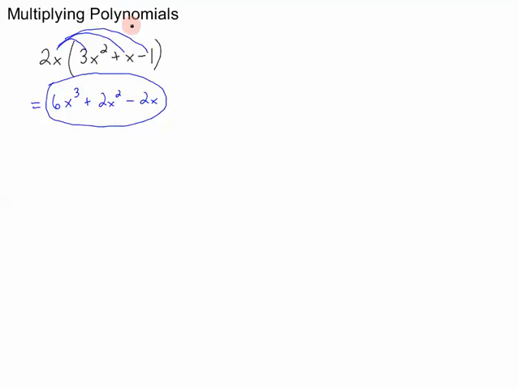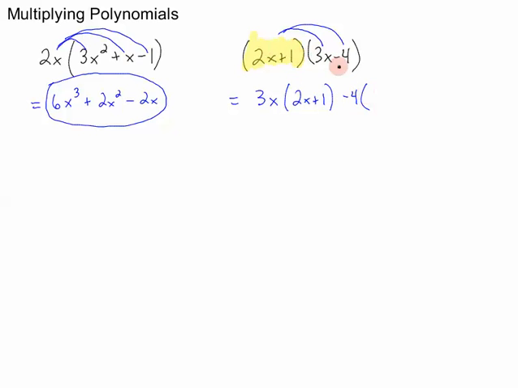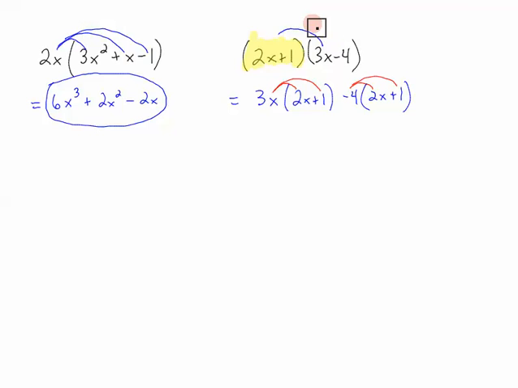Now, a more interesting example is what you get when you take a binomial times maybe a binomial. 2x plus 1 times 3x minus 4. You can apply the exact same principle where you take the entire 2x plus 1 and you distribute it to each of these inside. So if you do that, you have 3x times this whole 2x plus 1 minus 4 times the whole 2x plus 1. So you use the same principle, but you distribute the whole thing. And now to finish it, you distribute the 3x to each of these and the negative 4 to each of these. So let's go back and examine what's actually happening here.